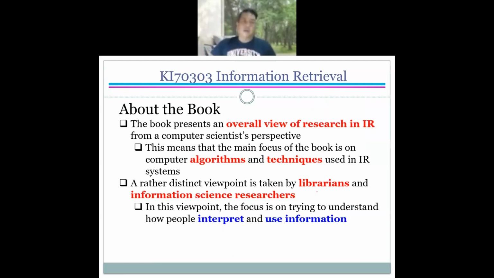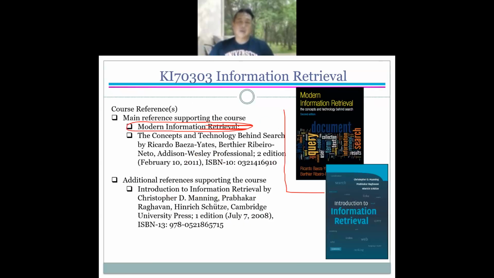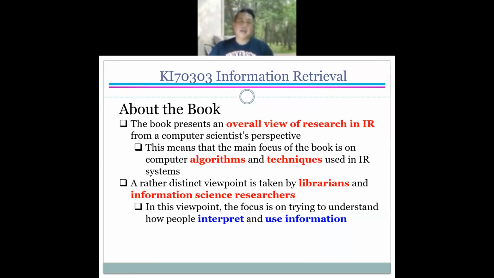This book and the black one basically cover the algorithms and techniques, and at the same time they also look at the distinct viewpoint of librarians and information science researchers. So basically, we are trying to understand how people interpret the information and how they use the information. But 60% basically we are trying to cover the algorithms and techniques.